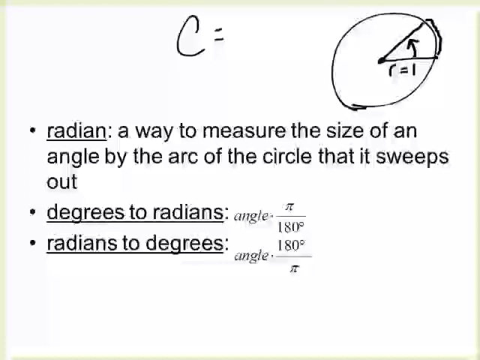What's the equation for circumference? Pi times diameter. Okay. So, listen up.